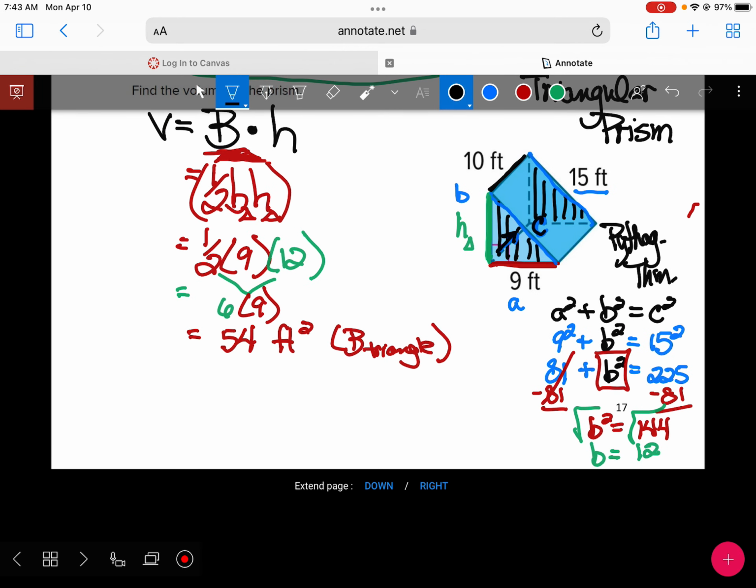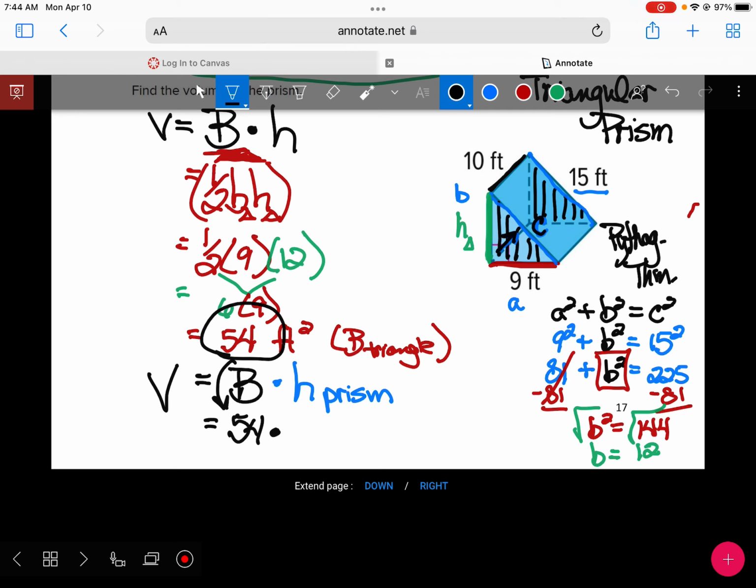Well, if you look up at the top, it says volume is the area of the base times the height of the prism. Okay, so right here is the area of my base, 54. I'm going to substitute that in.